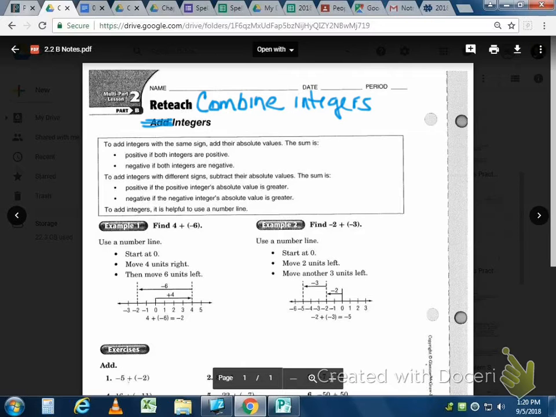So they've given you instructions in here to add with the same sign, add their absolute values, the sum is positive, negative, and all that. Okay, that's all well and good, and it's all true. But I want us to think of this maybe in terms of something else. So I also want you to add to your notes, I want you to think of plus as a gain. Go ahead and write this in. And minus as a loss.